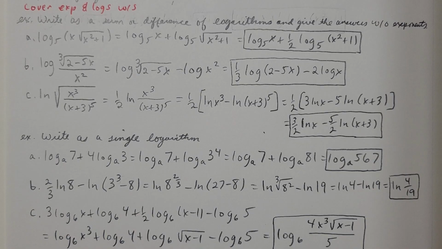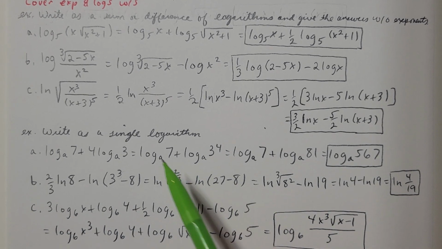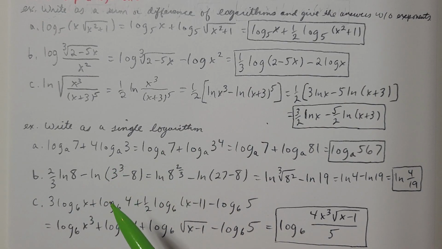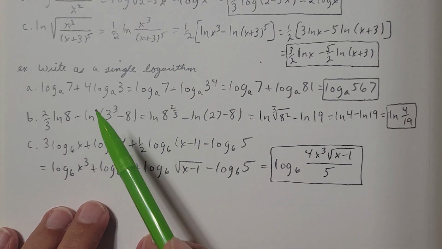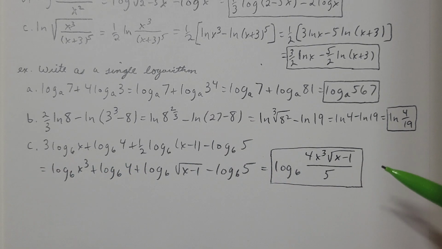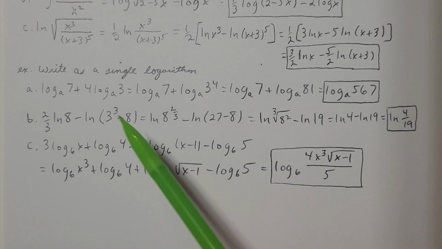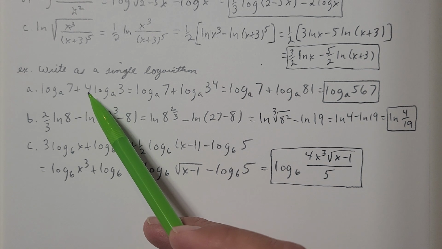Now let's go the other way. What if I have a bunch of logarithms that are added or subtracted and I want to combine it all to a single logarithm? All right, so we'll look at maybe 3 examples of where we're doing that. Part A, I got log base A of 7 plus 4 times log base A of 3. Now, before I combine these to a single logarithm, I need to make sure that I don't have anything in front of the logarithm.